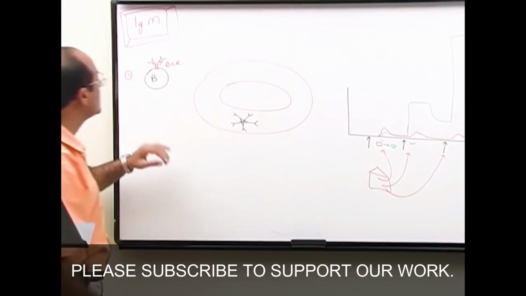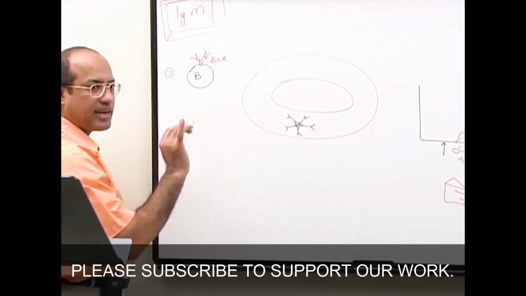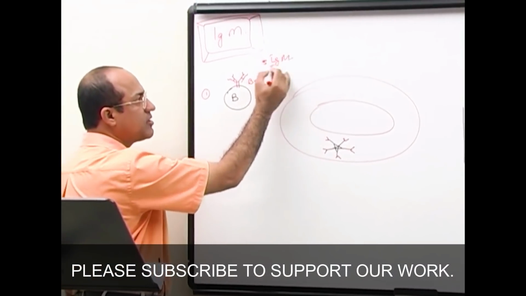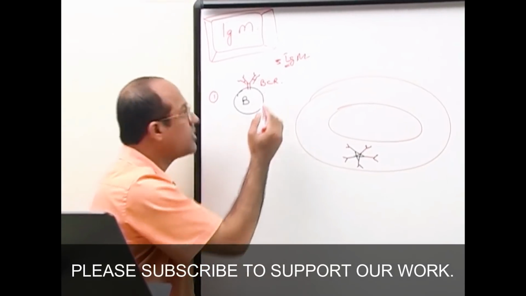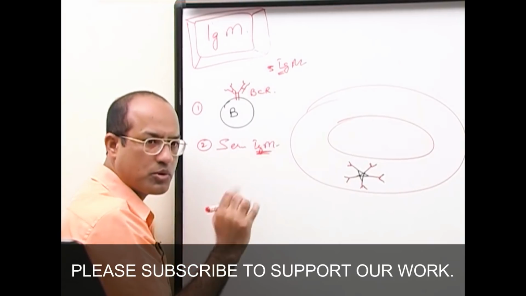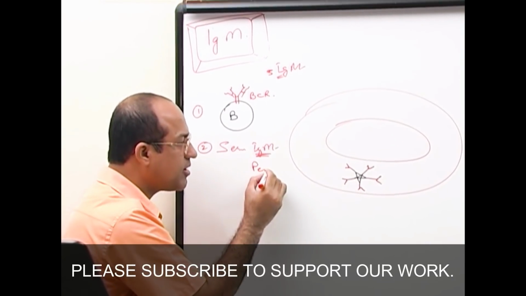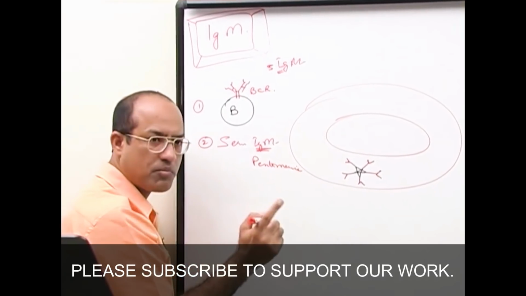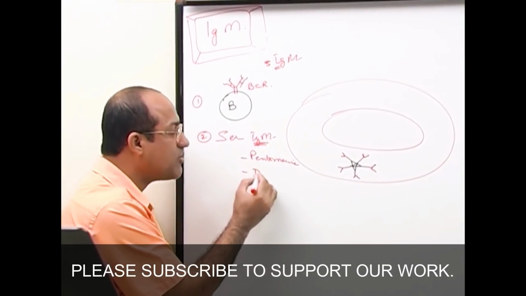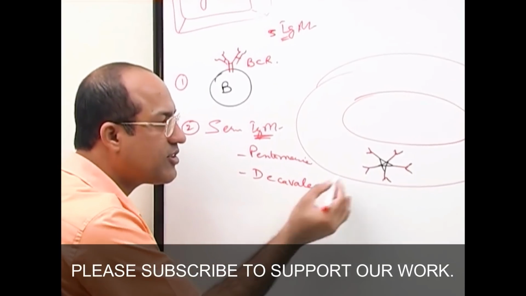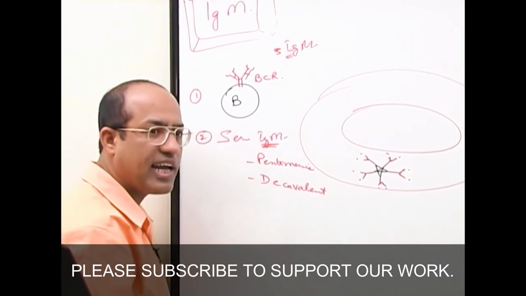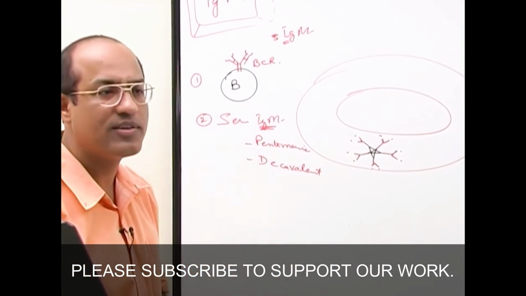Now we were talking about IgM: surface IgM, which acts as the B cell receptor. Number 2, there is serum IgM, and about serum IgM what you should know? That it is pentameric. There are 5 monomers of IgM held together by J chain, and this is decavalent, because it can bind with how many antigens? 10. So it has less avidity or very high avidity? It has very high avidity.